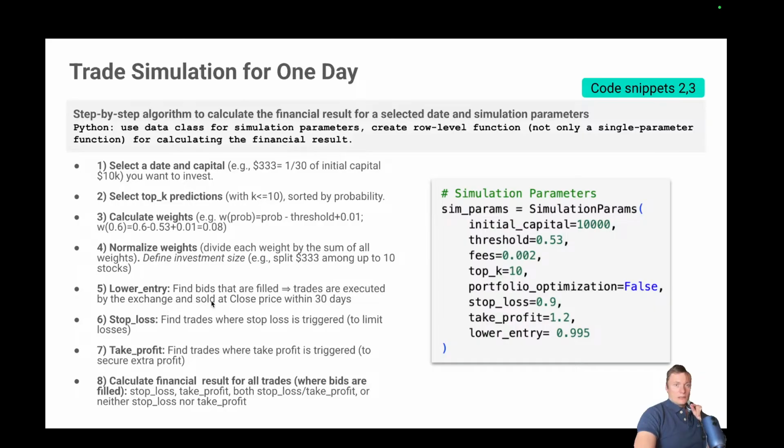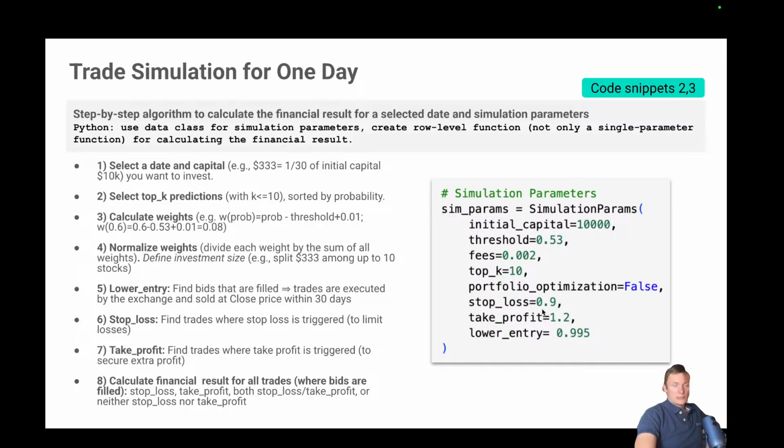Then lower entry, we use this parameter 99.5%. That means that some of the bids are not filled, and we're trying to buy 0.5% lower to have a higher return in the next 30 days.